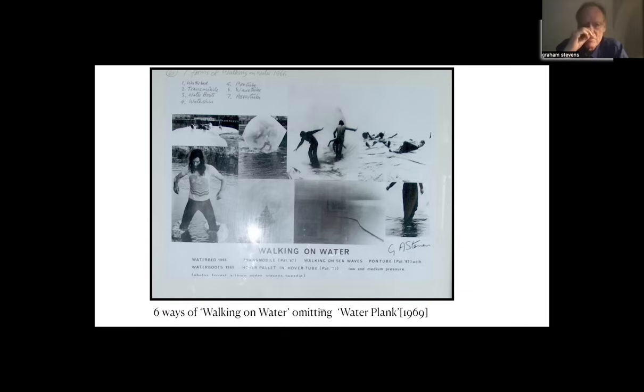I then went on to make 7 different ways of walking on water. And this shows the 6 different ways, omitting the water plank, which is very popular today, which we didn't get around to photographing because for a start, we invented it by, there's a huge block of polystyrene floating in the docks.